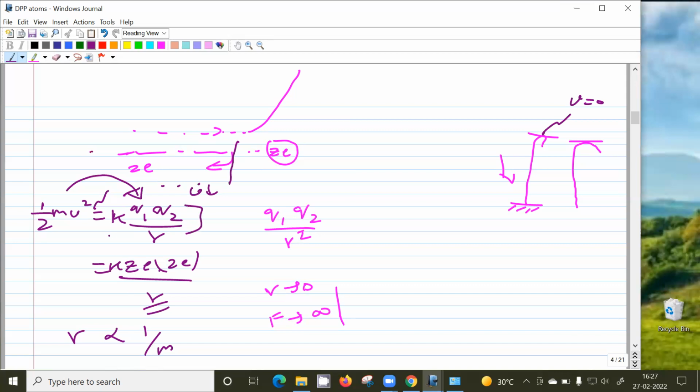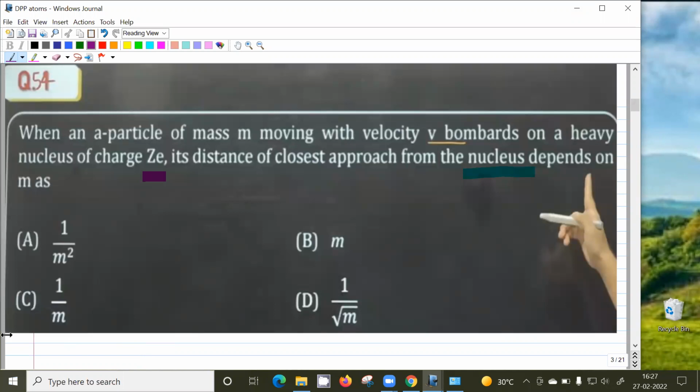So for a given initial velocity, everything is constant in this relation except for r and m. If you have this m as a variable, the distance of closest approach depends on the mass of this incident particle. Instead of alpha particle, if you have something else, the mass will be different. So the closest approach is inversely proportional to the mass. Is it clear? So the correct option is option C.